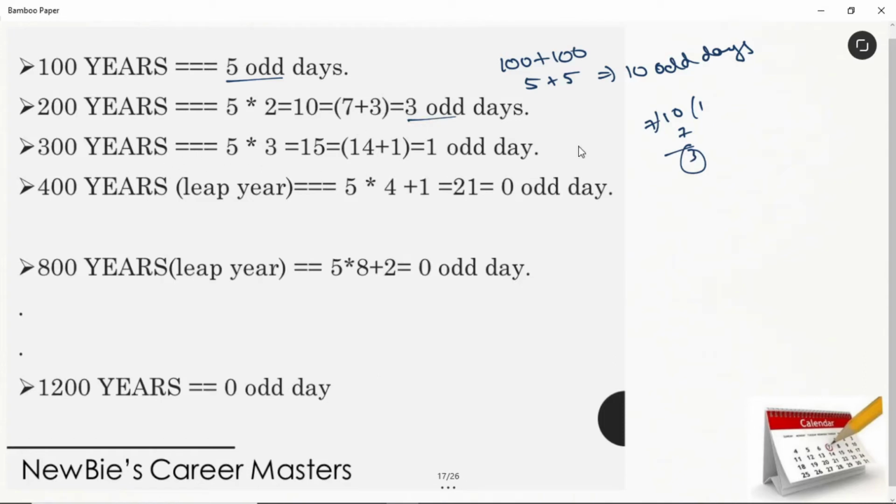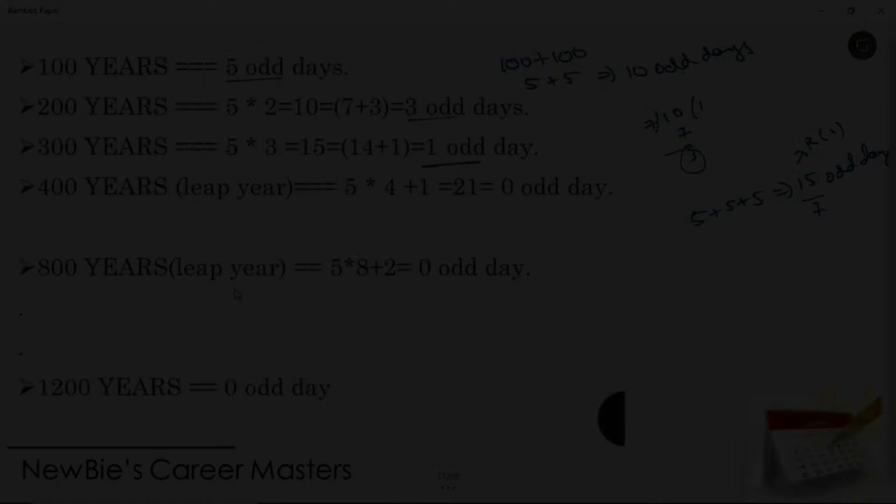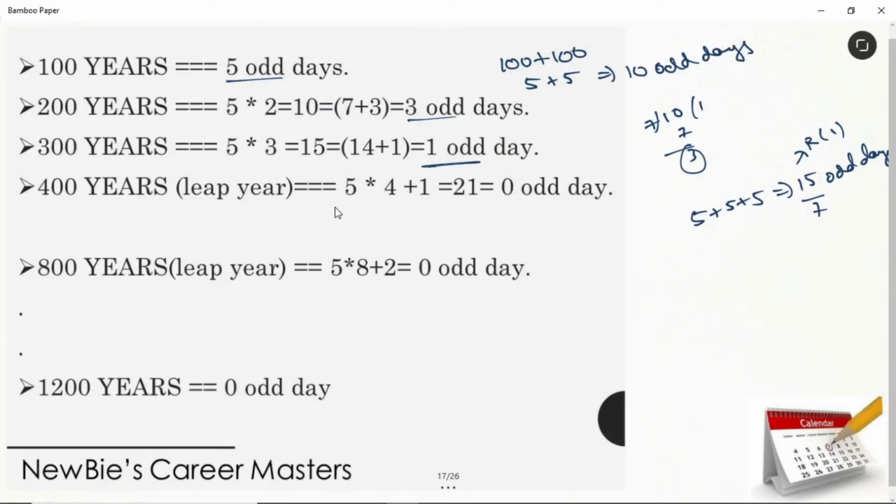Similarly, for 300 years, 5 plus 5 plus 5, 15 odd days. Correct? 15 odd days means divide this by 7. What's the remainder? 1 is the remainder. So 1 odd day. Now 400 years. Yes. 5 into 4. Correct. See, 5 plus 5 plus 5 plus 5, 4 times 100. So each 100 years gives you 5 odd days. That's why it is 5 plus 5 plus 5, 20. Okay. Why is it 21?